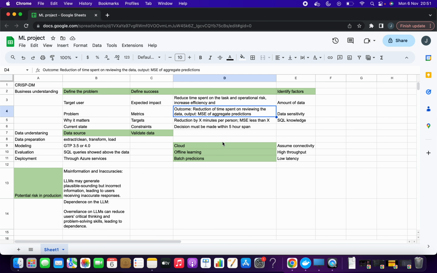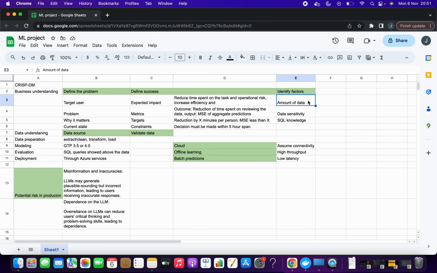As metrics, we have, as an outcome, the reduction of the time spent on reviewing the data, and as the output, we have the mean square error of aggregate predictions. The target would be a reduction by X minutes per person, and MSE less than X. The constraint: the decision must be made within a 5 hour span.